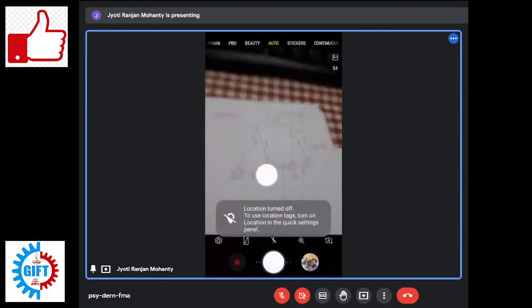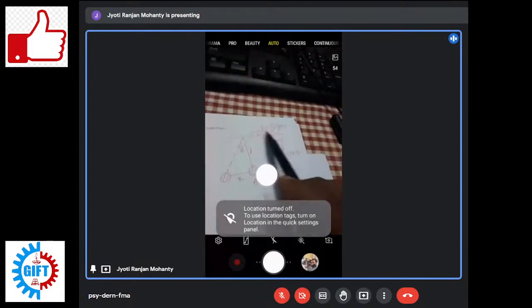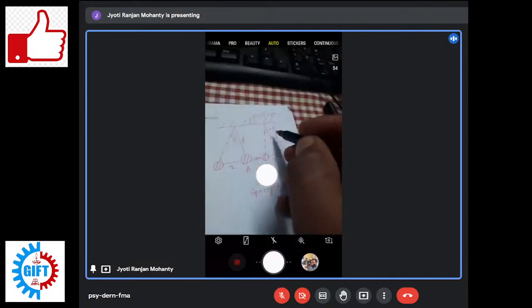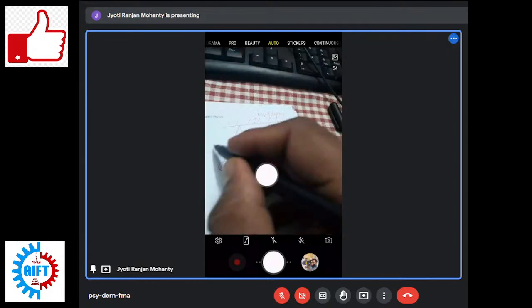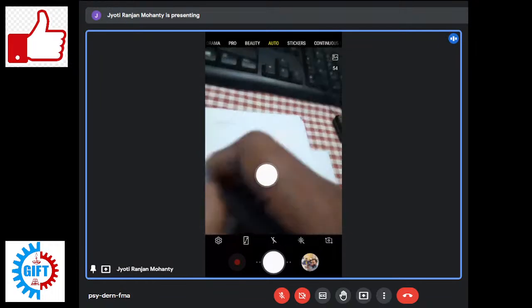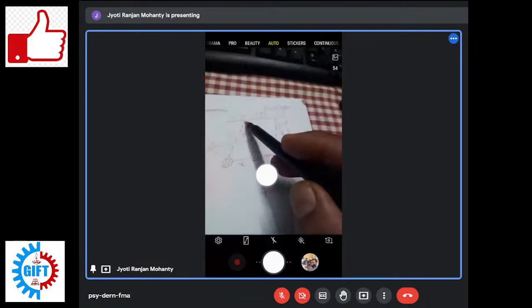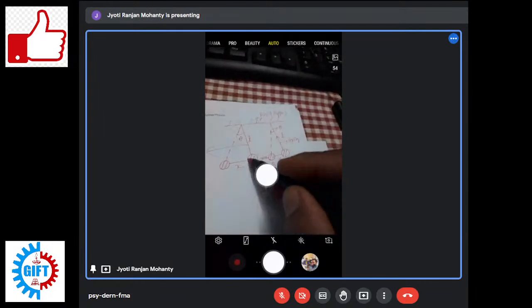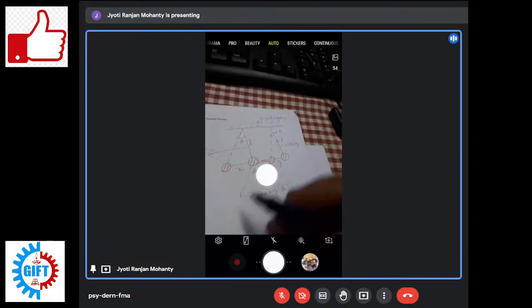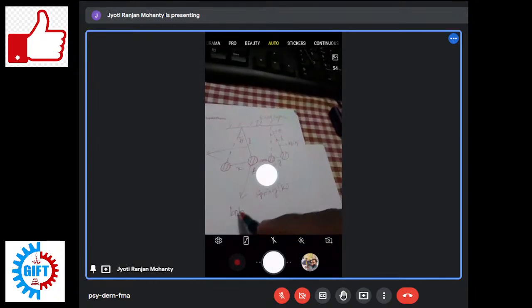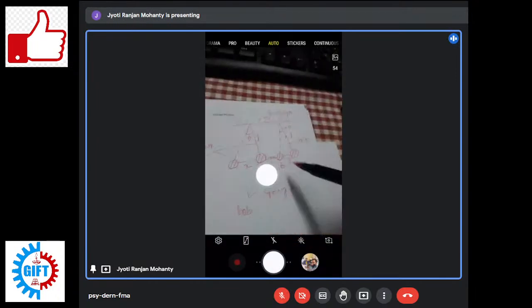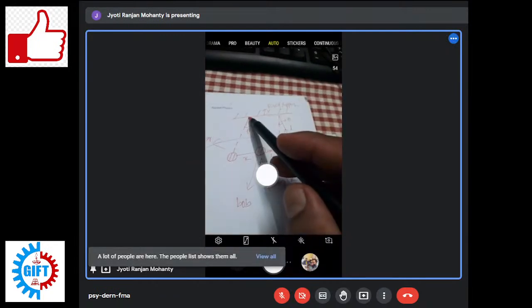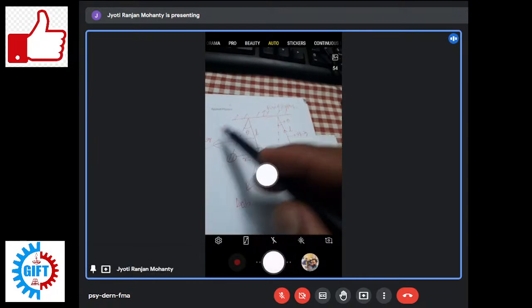Look, this is a rigid support. This part is known as a string, S-T-R-I-N-G. L be the length of the string. This is the bob, B-O-B, or we can say simple pendulum. So one bob is hanged from a rigid support by a string.